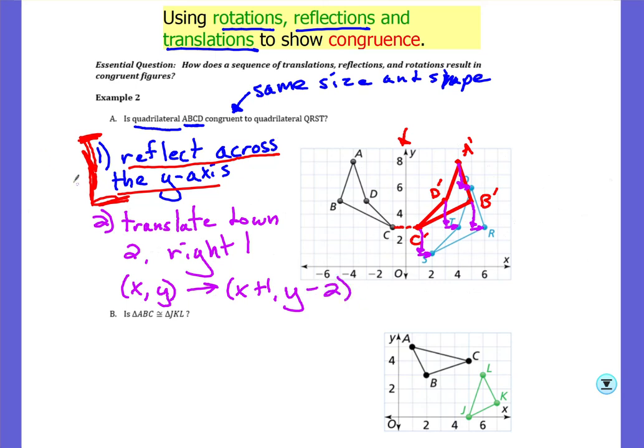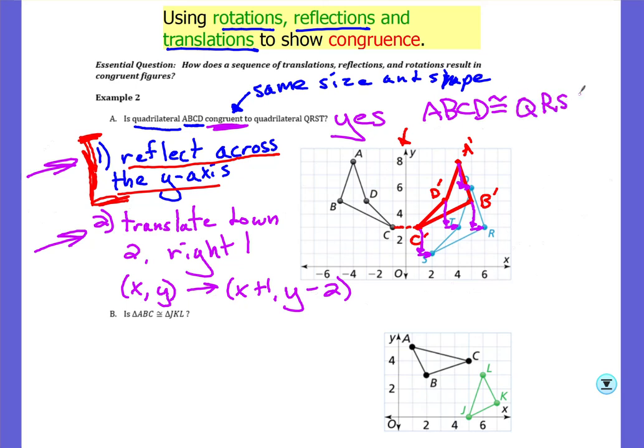And so because we're able to take these two steps and transform it to exactly overlap this shape here, we could say ABCD is congruent to quadrilateral QRST. So we say yes. And we could even use some formal math language here. ABCD is congruent to QRST. Same exact shape.